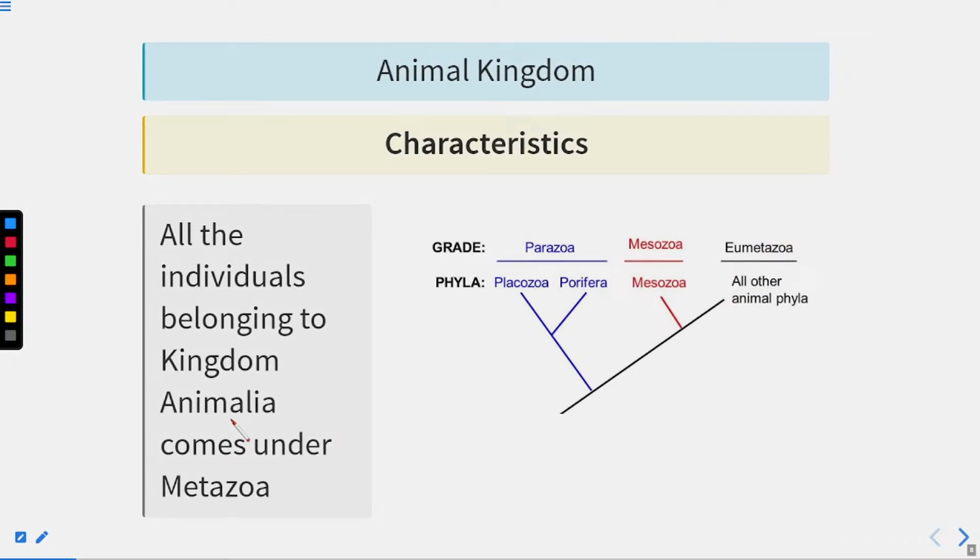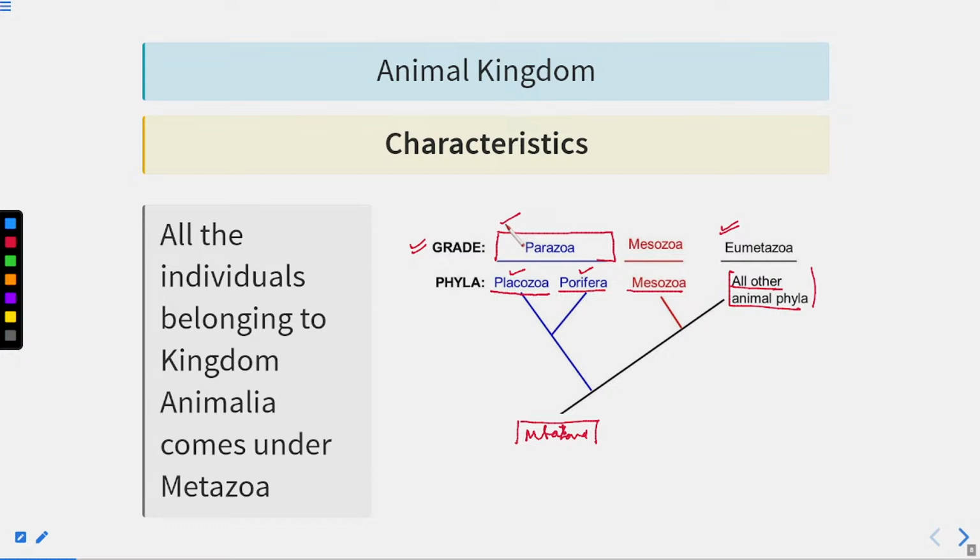All the individuals belonging to the kingdom Animalia come under the Metazoa. We see this cladistic tree. This is the Metazoa. Now in this tree, they have the phyla Placozoa, Porifera, Mesozoa, and all other animals come here in the Eumetazoa. So we have the grading system also. These two, the Placozoa and Porifera, together are called Parazoa, right?